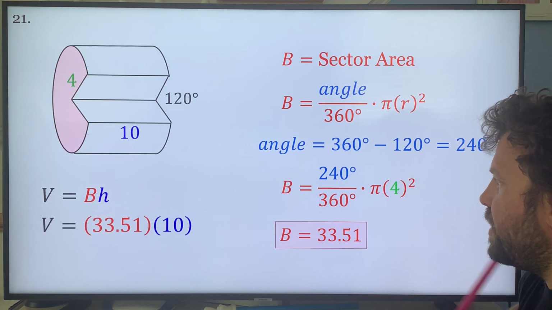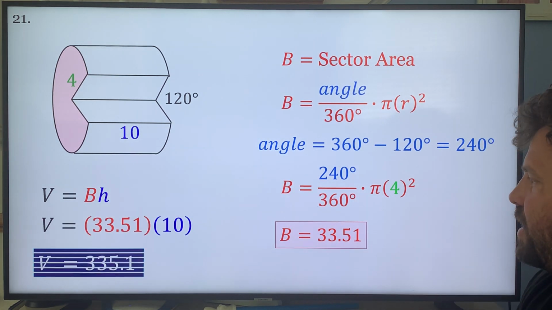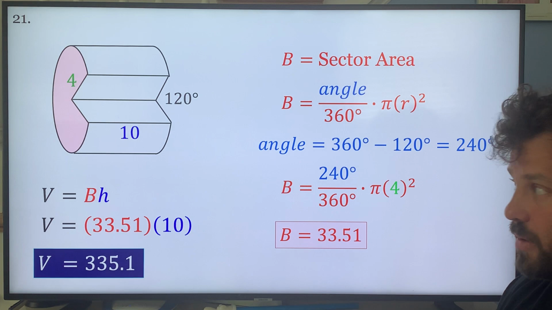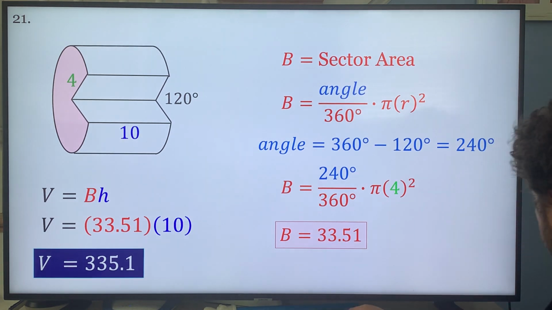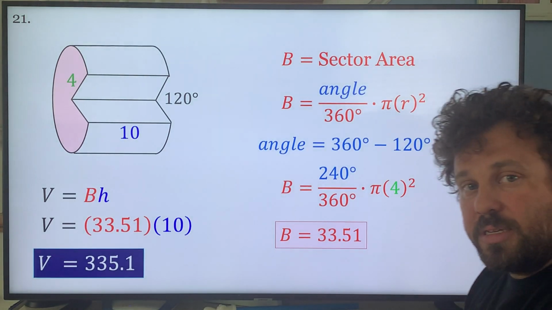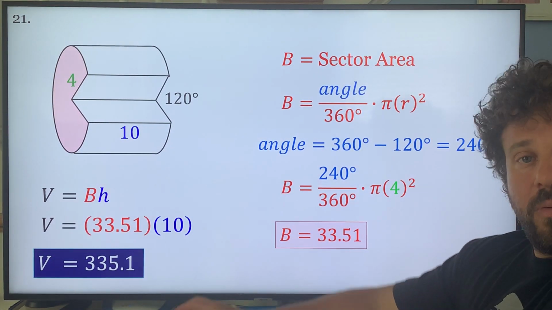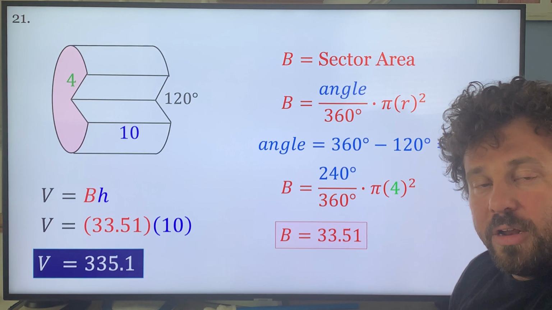Now what do we have to multiply it by? The height here, which is 10, and you get 335.1. Right? Yeah, it was a little tricky, but it shouldn't have given you that much trouble because you guys are all geniuses. And I wish you a very good luck on your upcoming test.